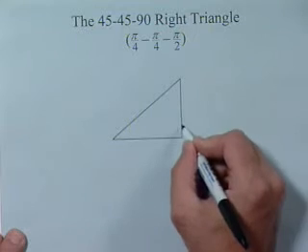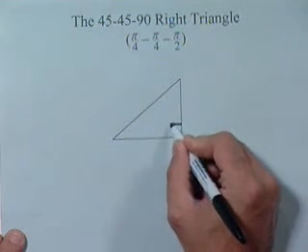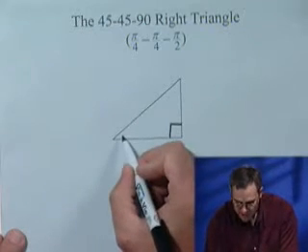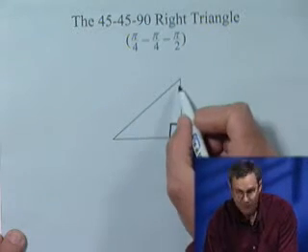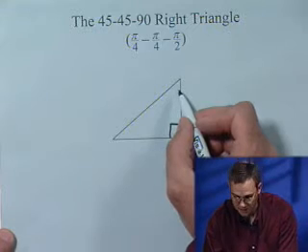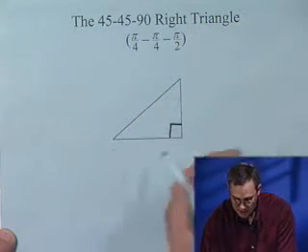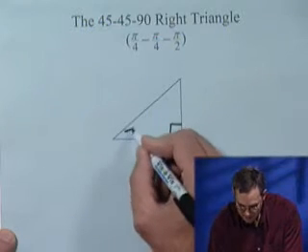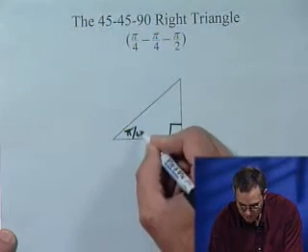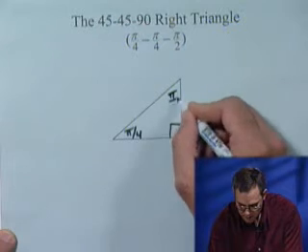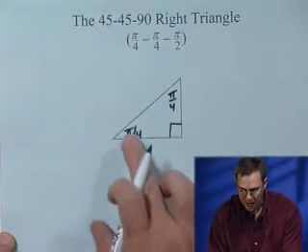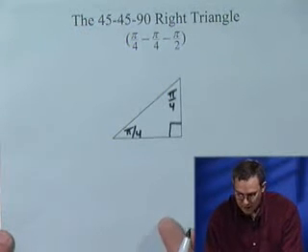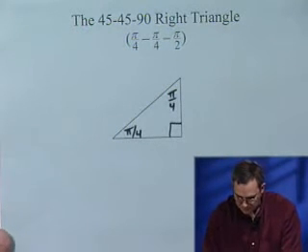Now what that means is I have a right triangle, so I know that angle is a right angle, and this angle here is 45 degrees. Therefore, this angle must also be 45 degrees, since the sum has to be 180. But I'm not going to use 45 degrees. I'm going to use radians. So I'm going to call this the pi over 4 right triangle. Okay? Now let's investigate this triangle a little bit.